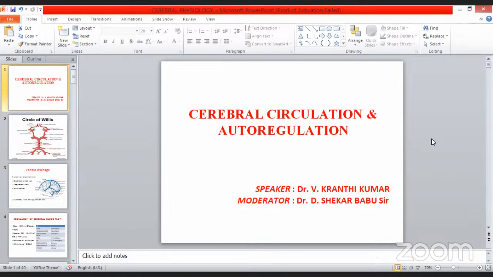What is the A1 segment? The A1 segment is that part of the anterior cerebral artery after giving off the anterior communicating branch. Sorry, the A2 segment. A1 is before, proximal to the communicating branch. These are important because when you are going to clip cerebral aneurysms, they will report in MRI or angiography that the aneurysm is in the A1 segment, A2 segment, like that.